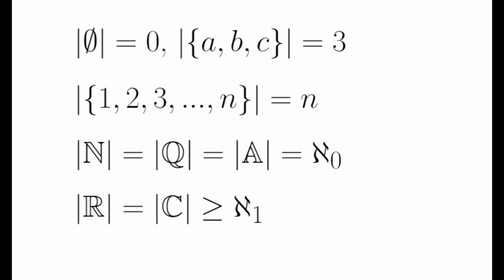Sets like the real and complex numbers have cardinality at least aleph 1, although we don't know exactly which aleph it is yet. The conjecture that the cardinality of the real numbers is equal to aleph 1 is called the continuum hypothesis, and it is one of the greatest unanswered questions in mathematics.